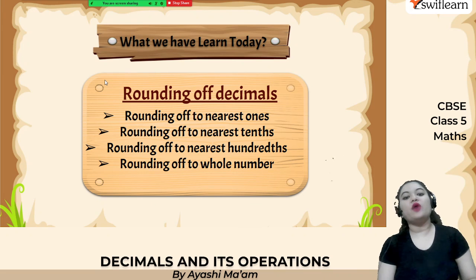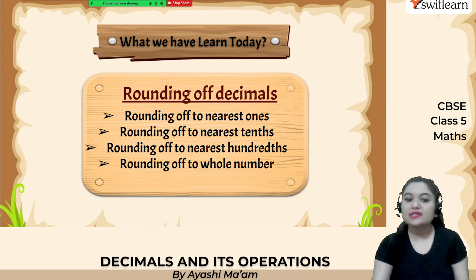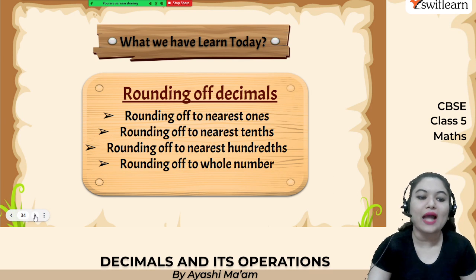So we learned about rounding off to the nearest ones, rounding off to the nearest tens, rounding off to the nearest hundreds, and also rounding off to whole numbers.